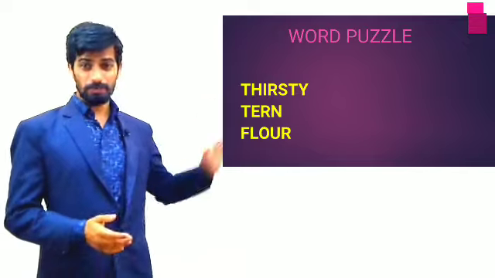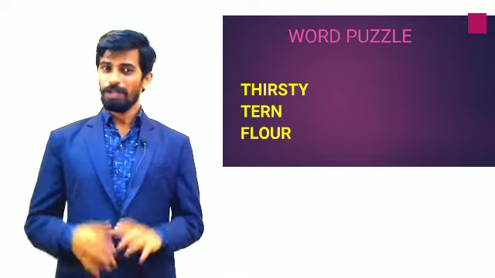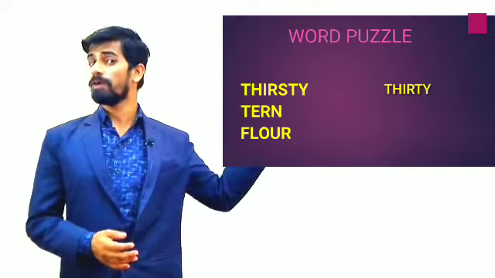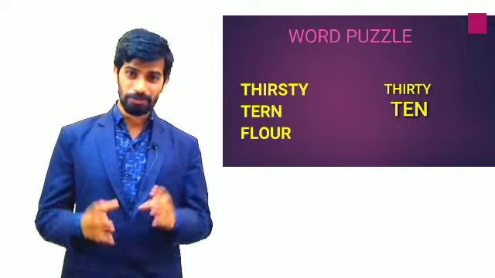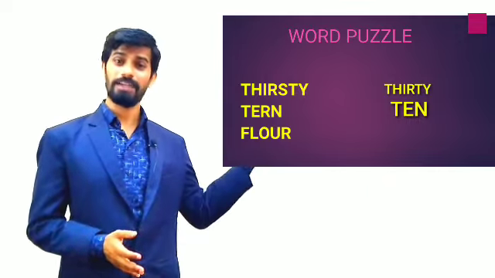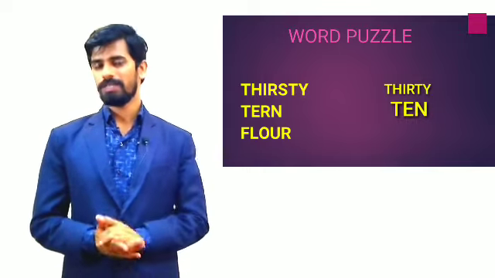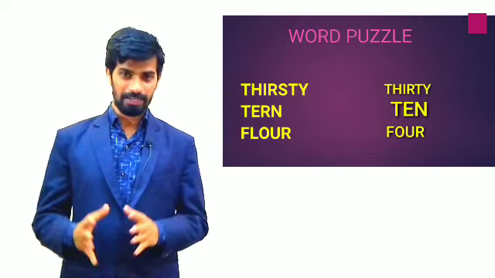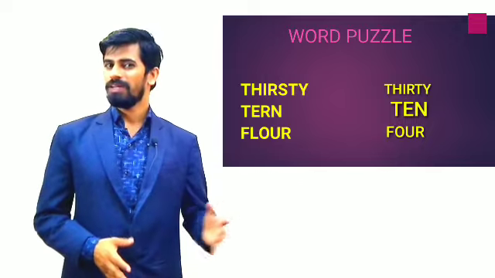The first word, thirsty. When you remove the letter S, it is 30. The second word, turn. When you remove the letter R, it is 10. And the third word, floor. If you remove the letter L, it is 4. So there are so many such puzzles available regarding English, which make your language learning fun and entertaining. You can Google, go online and find so many puzzles like this and enjoy yourself.